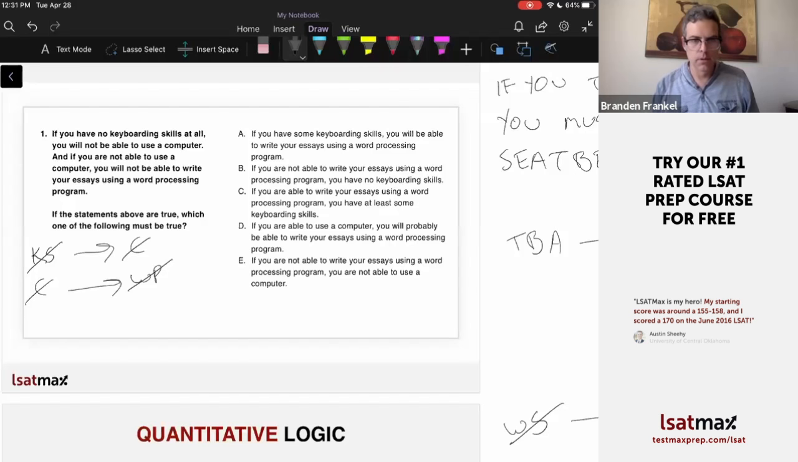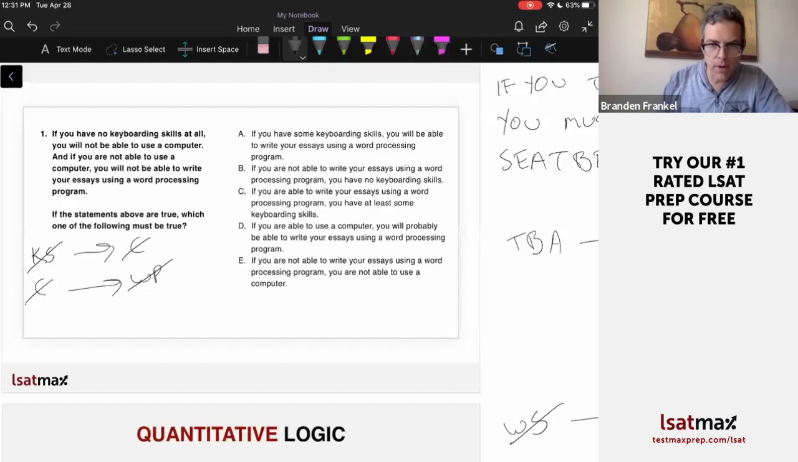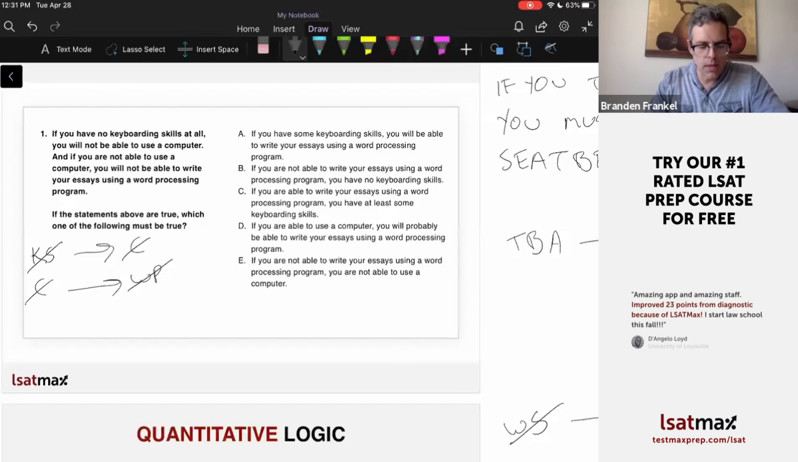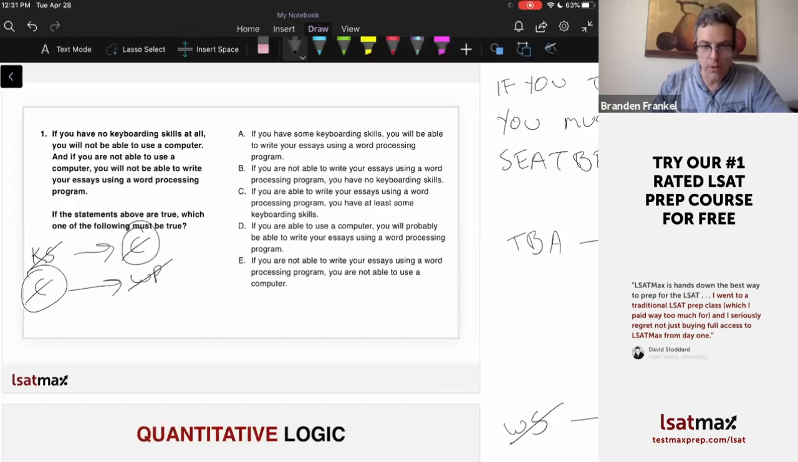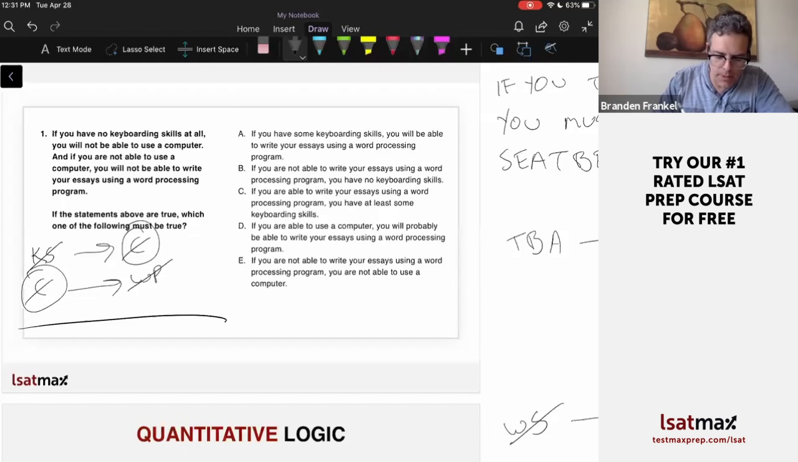Alrighty. So I don't know if that was 90 seconds. It's close. I see lots of answers. Most of them are the correct one. So here's how I diagram this. If you do not have any keyboarding skills, then you cannot use a computer. If you cannot use a computer, then you cannot use a word processor. This is our magical formula right here. There's a shared term that appears on the right side of one of the arrows and on the left side of another, meaning you could combine and collapse these statements and come to this conclusion.